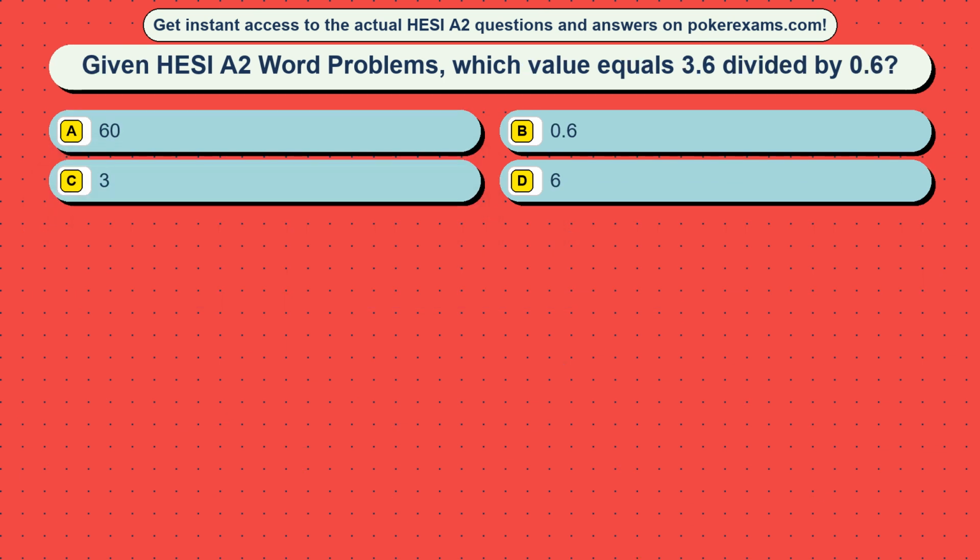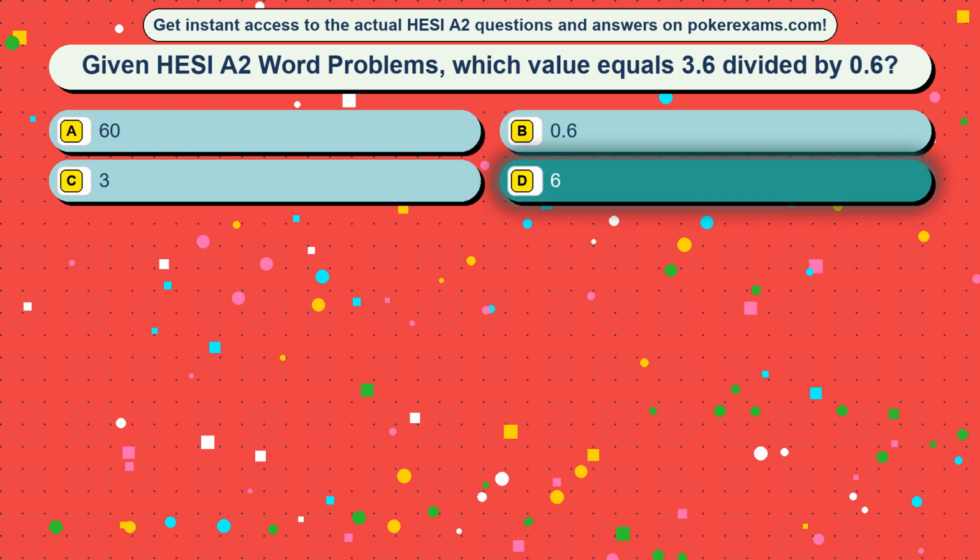Question 28. In HESI A2 problems, which value equals 3.6 divided by 0.6? Option A, 60. Option B, 0.6. Option C, 3. Option D, 6. The correct answer is option D, 6.